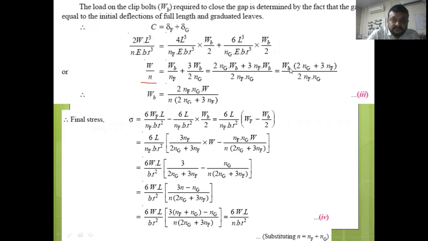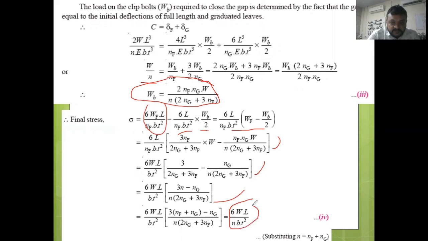Okay, and trying to find out the WB, load on the clipboards, WB. So here we have calculated WB, load on the clipboard, and final stress is equal to this stress minus this stress into WB by 2, and simplifying in form of number of leaves. In form of number of leaves, you'll get this load.